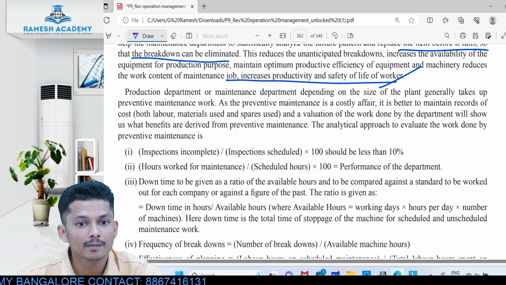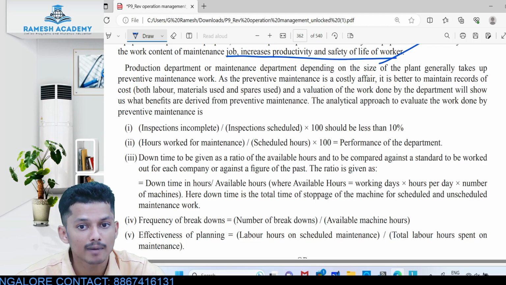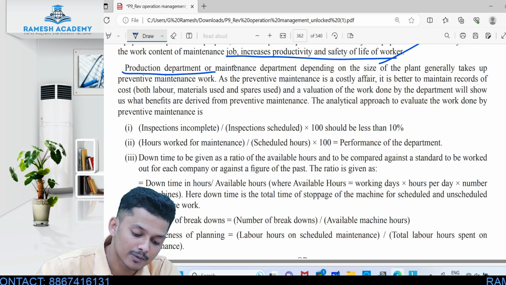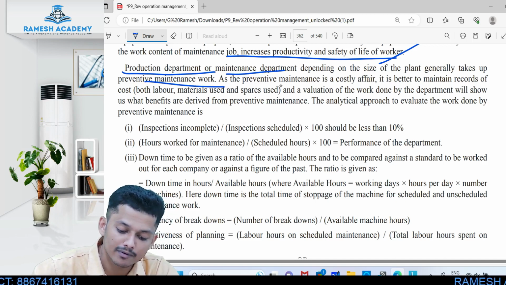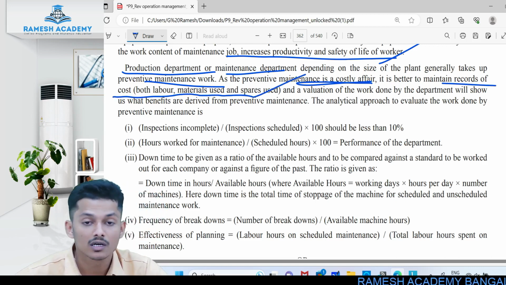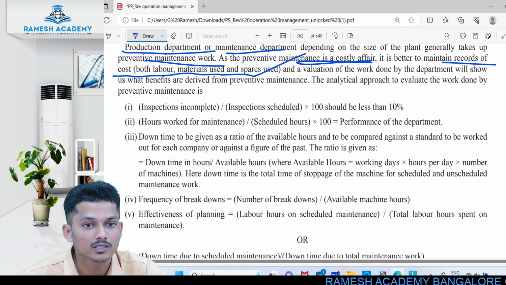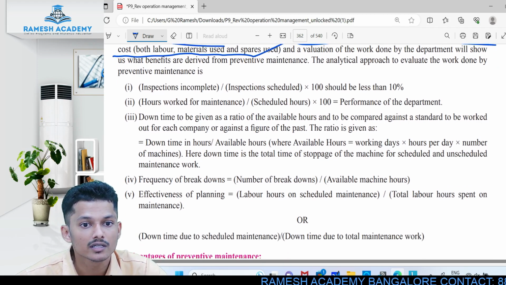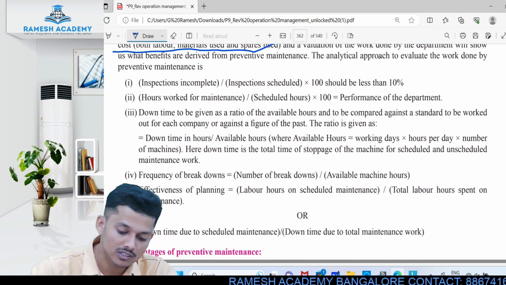So the production department and maintenance department, depending on the size of the plant, generally take up maintenance. As preventive maintenance is a costly affair, it is better to maintain records of cost, labor, materials used and spares used, and evaluation of the work done by the department will show us what benefits are derived from preventive maintenance. Okay, there are a few analytical approaches to evaluate it.